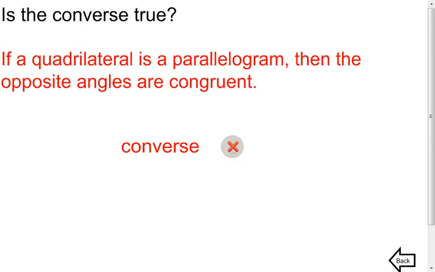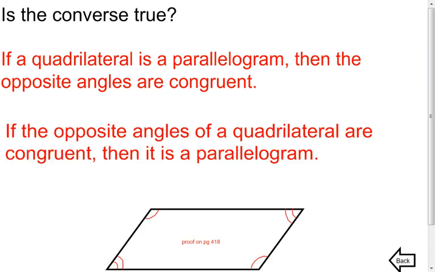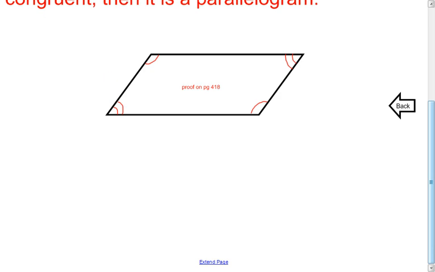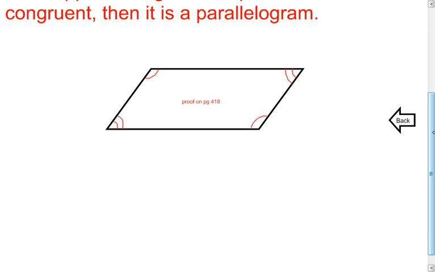Now the next one that I had up there from the other day was the one that said the opposite angles are congruent. I'm going to look at the converse of that one. So if the opposite angles of a quadrilateral are congruent, then it is a parallelogram. What I've done here is marked up my quadrilateral, showing that the opposite angles are congruent.